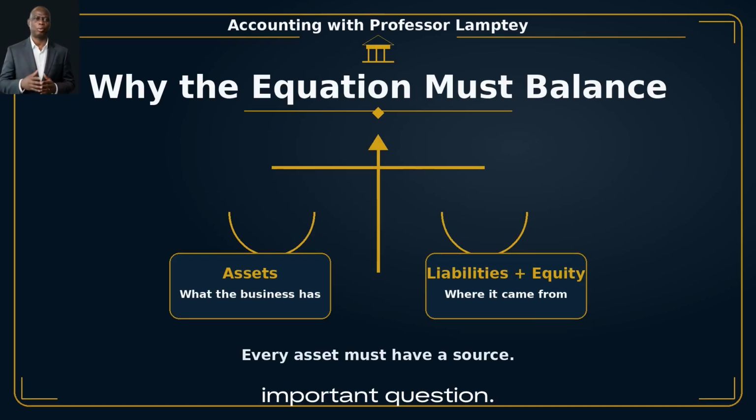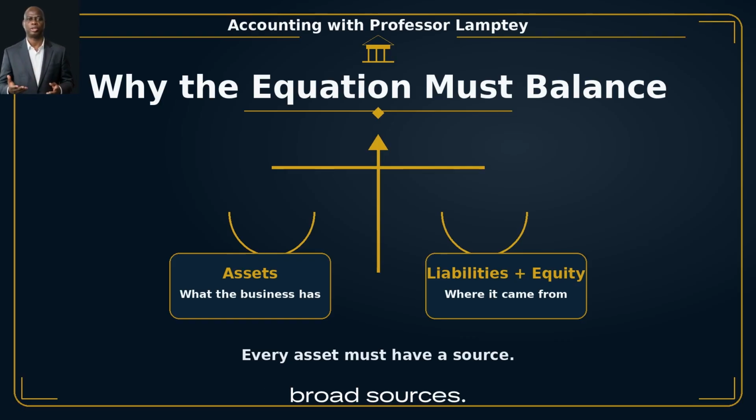Now let's ask an important question. Why must this equation always balance? Why can the left side never be higher or lower than the right side? The answer is simple but powerful. Every asset must have a source. If a business has $15,000 in assets, those assets did not appear from nowhere. They had to come from somewhere.